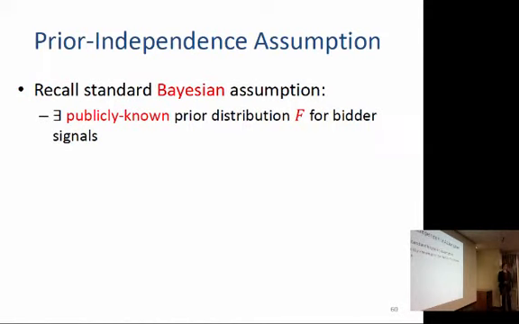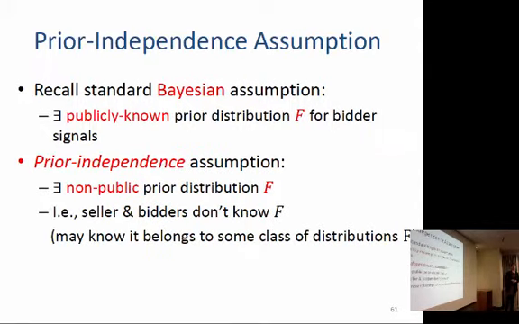Here are the mechanisms that we're focusing on. We want to focus on mechanisms that are based on the prior independence assumption. Whereas Bayesian mechanisms are based on the assumption that there's some publicly known prior distribution F from which the bidder signals are drawn, the prior independence assumption still assumes that there is some prior distribution from which the signals are drawn, but now it's no longer public. By that I mean neither sellers nor bidders have access to this distribution. Maybe they know that it belongs to some class of distributions like regular or MHR, but they don't know the details of the distribution.